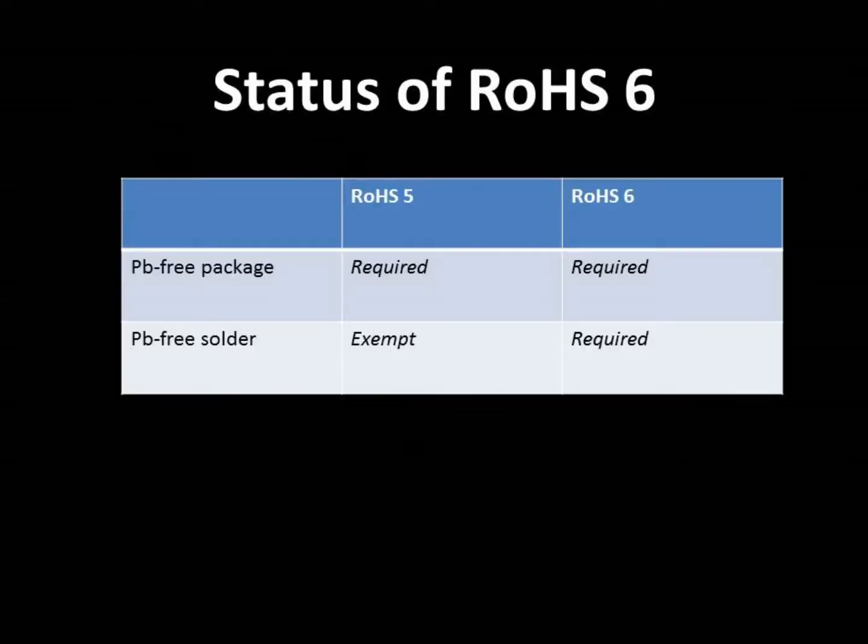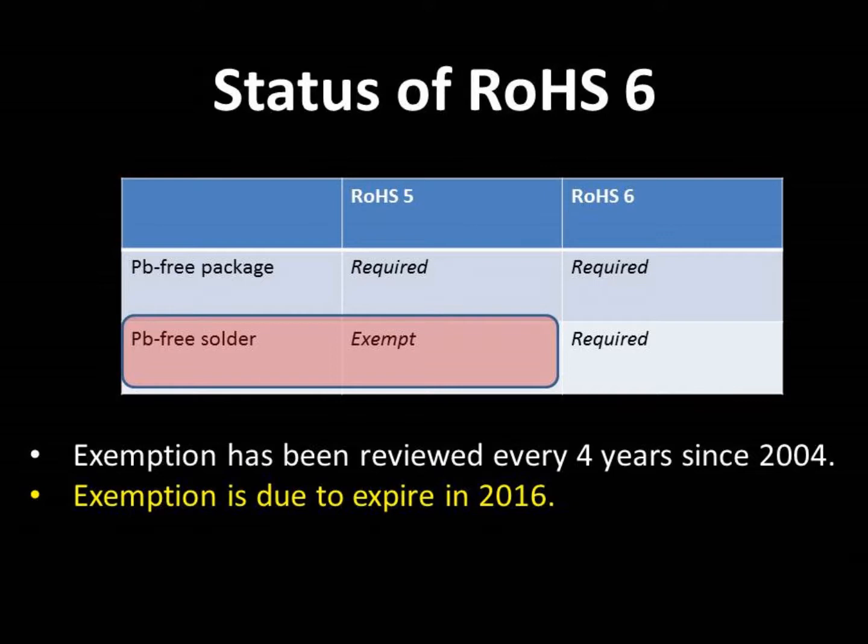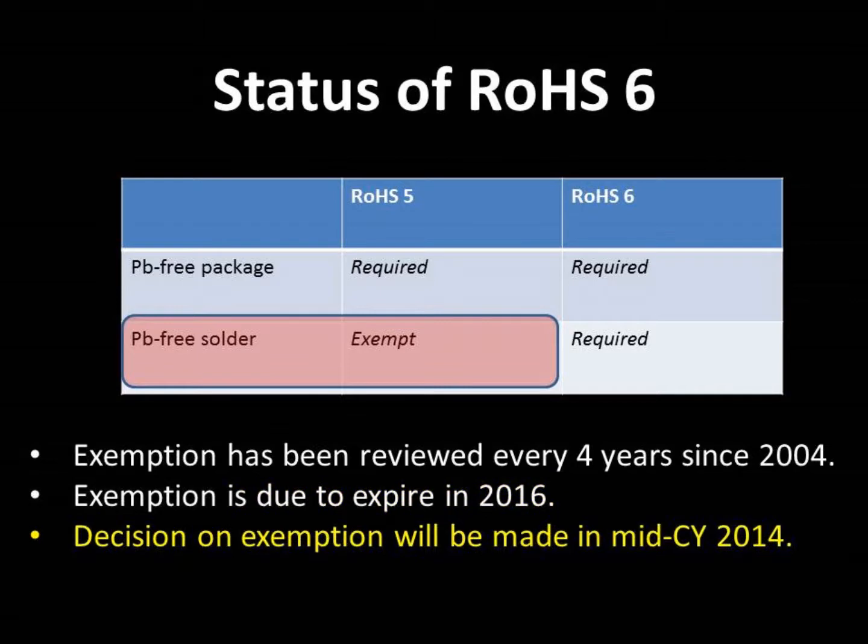Now that we have reviewed the status of power MOSFET packages with respect to the RoHS 6 directive, let's consider the near and long-term implications. The exemption for lead in the die attach has been reviewed every 4 years since 2004. Currently, the exemption is due to expire in 2016, which, as of this presentation, is about 2 years away. It is expected that there will be a ruling on whether or not to do away with the exemption in mid-2014. It's not clear whether the exemption will in fact be removed.